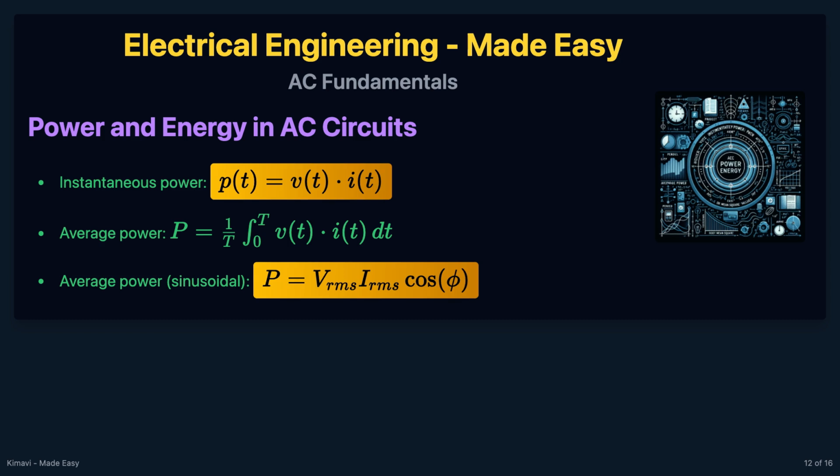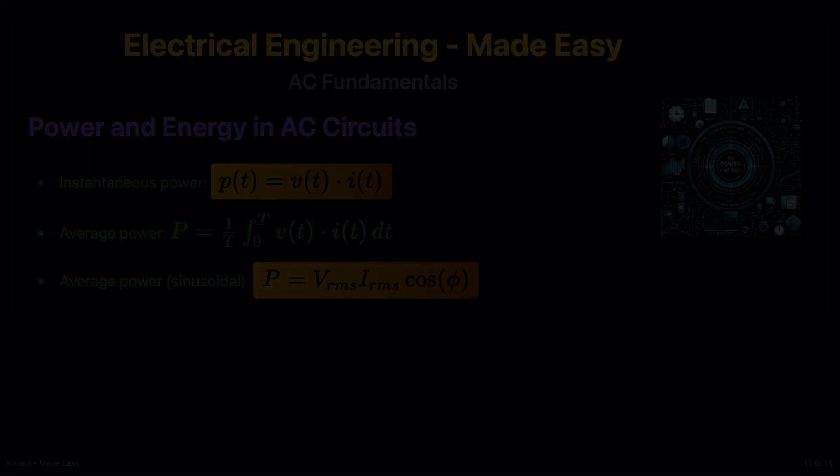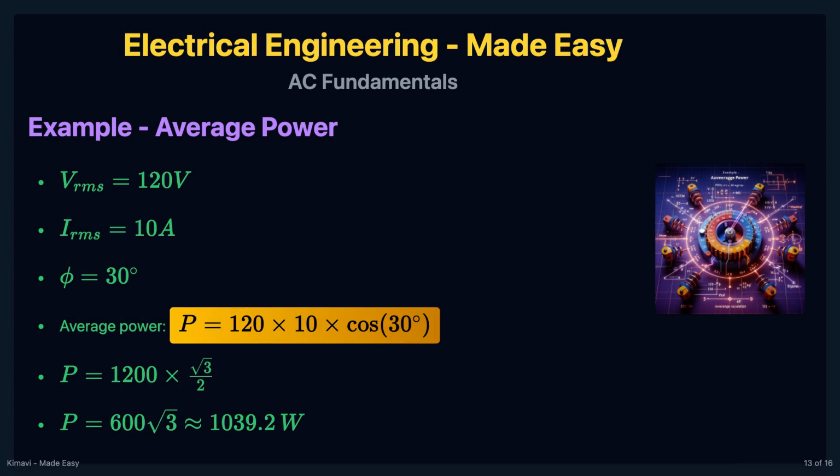For sinusoidal waveforms, the average power can be calculated as P equals VRMS times IRMS times cosine of phi, where VRMS and IRMS are the root mean square values of voltage and current, and phi is the phase difference between them. For a circuit with VRMS equals 120 volts, IRMS equals 10 amps, and phi equals 30 degrees, the average power P is calculated as 120 times 10 times cosine of 30 degrees. This equals 1200 times the square root of 3 divided by 2, which simplifies to 600 times the square root of 3, approximately 1039.2 watts.